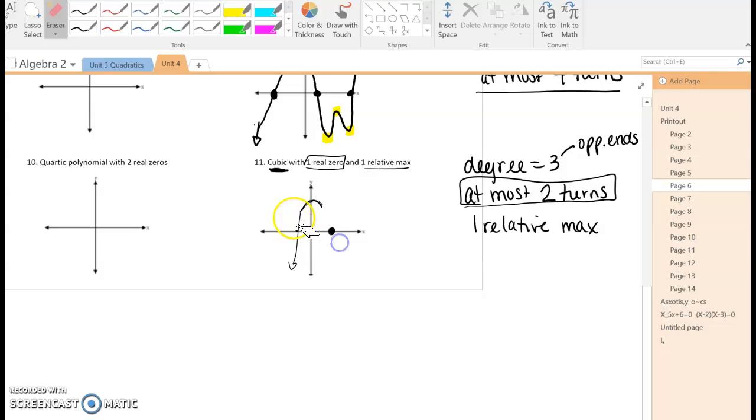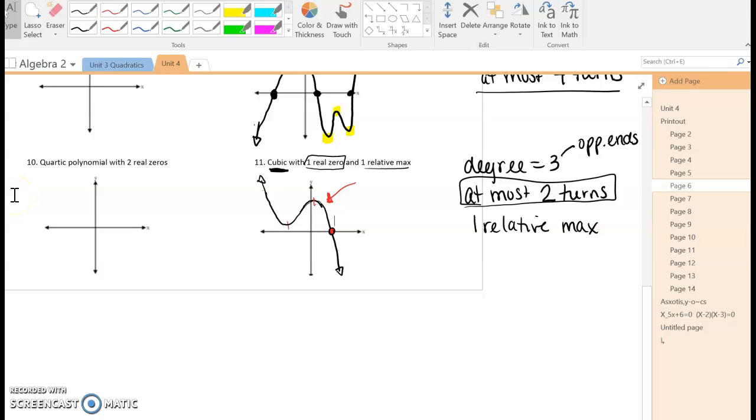Okay, so what I'm going to do instead is allow this graph to go down and stay going down. And then on the other end, I want the other end to end up going up. And so I'm going to make another turn here to get that end up. And so what I have is 2 turns. Here's 1, here's 2. Only one of those turns makes a relative maximum. And I have 1 real 0, and that meets all of my requirements.